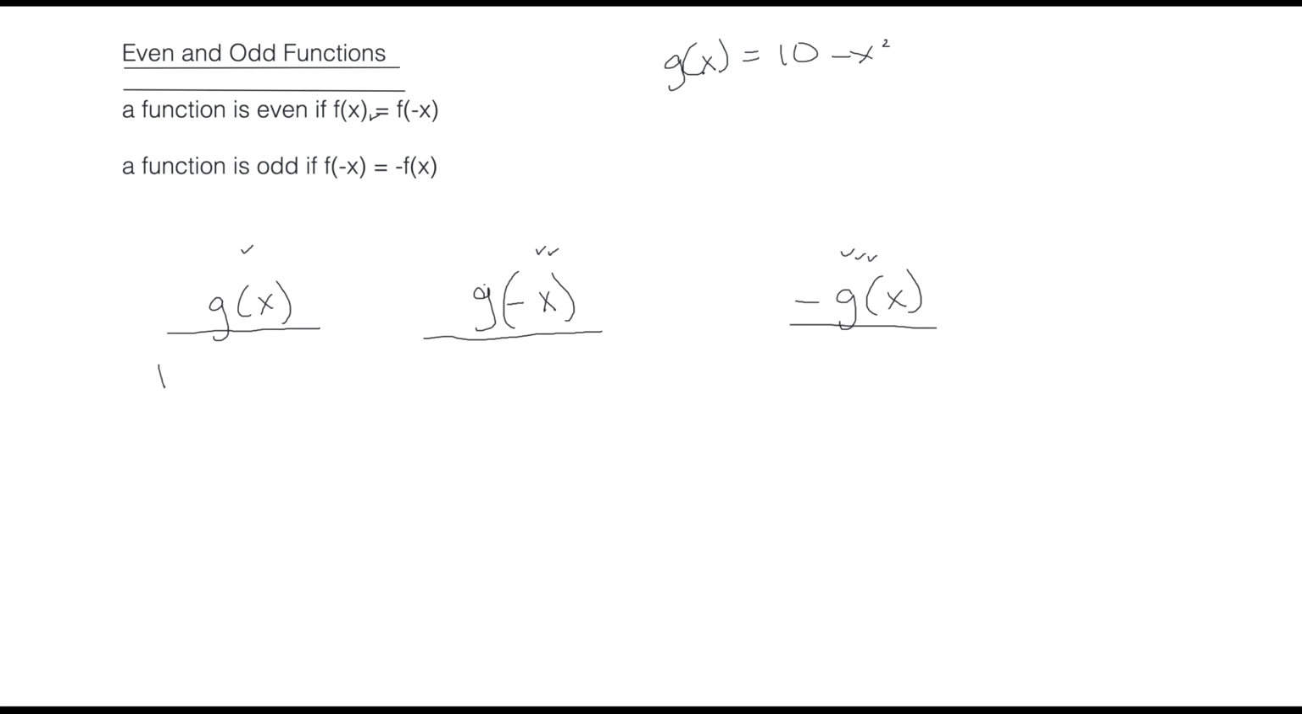So my original one is 10 minus x squared. g of minus x is 10 minus x squared, which is 10 minus x squared. So those are the same already. This is the same exact thing as this one. So when g of x equals g of minus x, it's an even function. Didn't even have to go here.